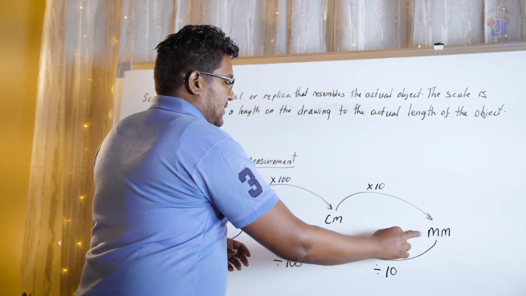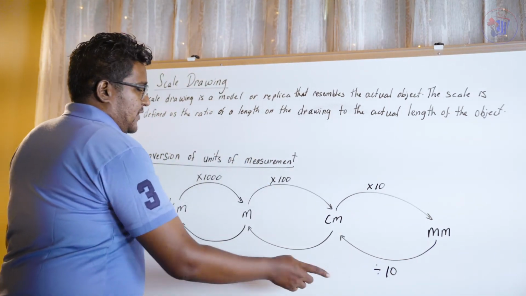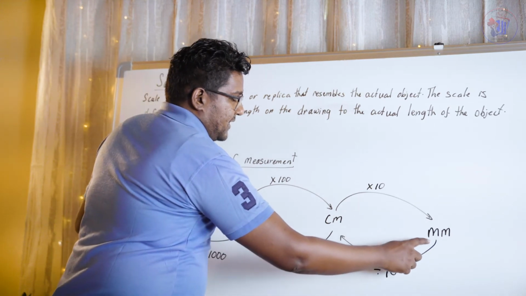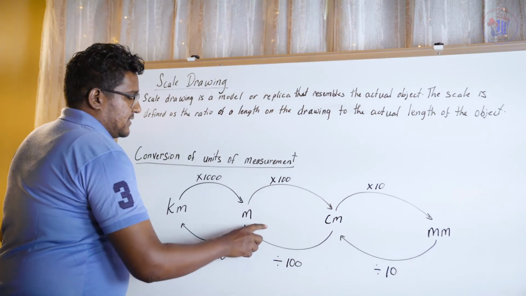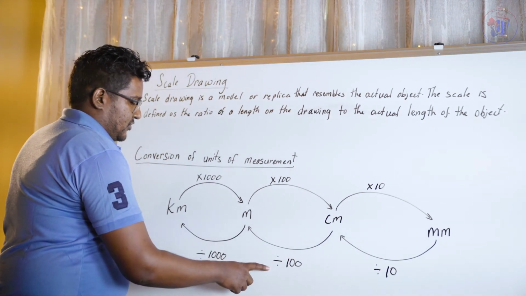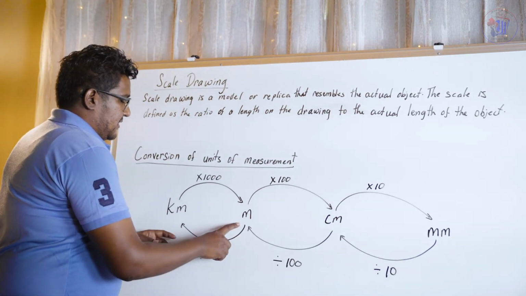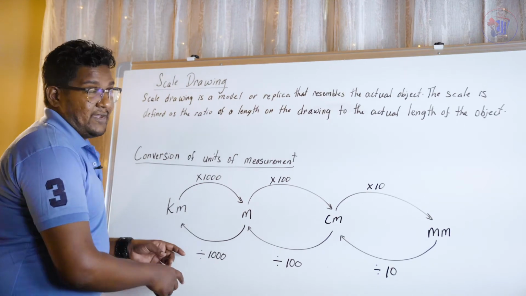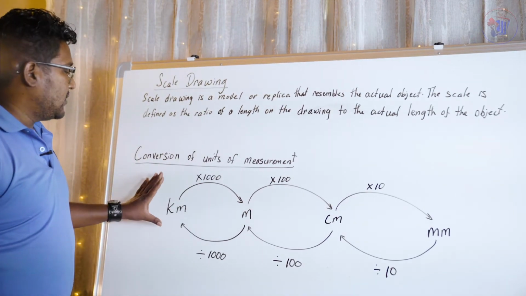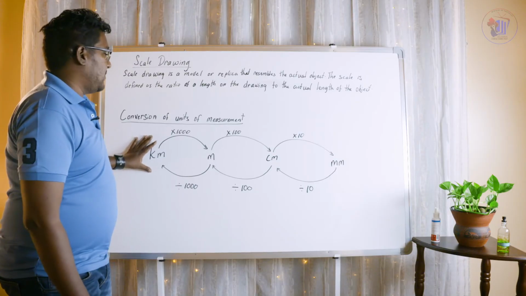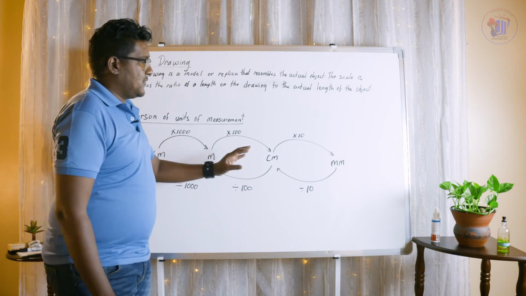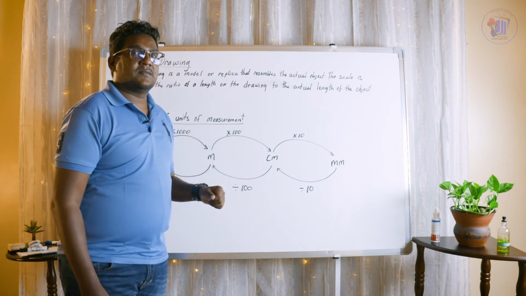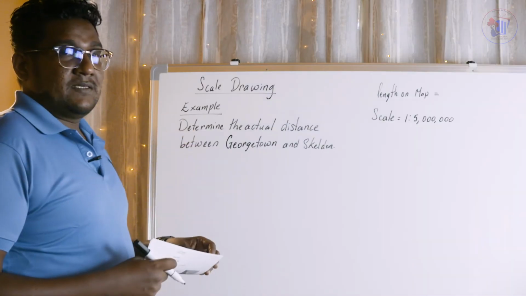And if you're going from a smaller unit to a larger unit, we usually divide. So from millimeters to centimeters, we divide by 10. Centimeters to meters, we divide by 100. And from meters to kilometers, we divide by 1,000. So remember this conversion table, because we're going to use this conversion to solve the examples. Let's look at some examples.